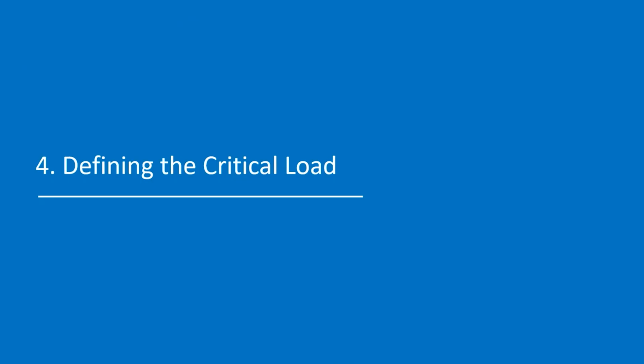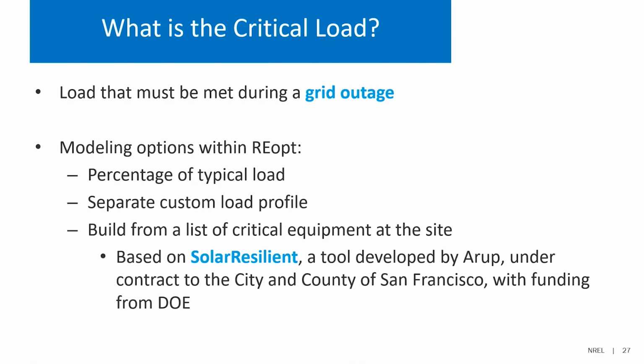And then the next section is covering loads during outages. So defining what a critical load is, and this is just the load that must be met during a grid outage. And this may or may not be tied to the load during typical operations. So REopt has 3 options for entering this critical load. It could either be a percentage of the typical load, you could upload a separate custom load profile, or build out this critical load from a list of equipment at the site that will be operational during outages. And then we'll walk through each of these.